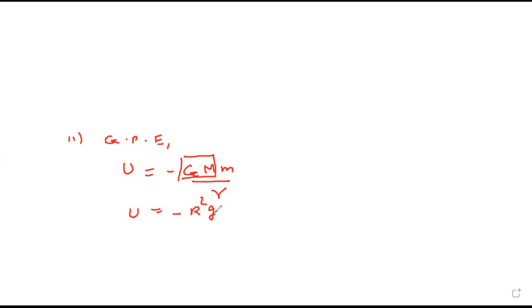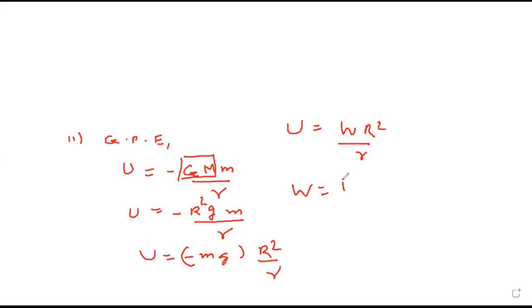On the surface of earth, acceleration due to gravity is g equals GM upon R square. Now minus mg indicates weight directed towards the center of earth. So I can say U is weight we want, W R square upon r. So weight will be U R upon r square. U R upon r square, option B, important one.